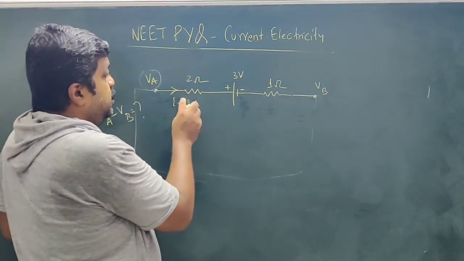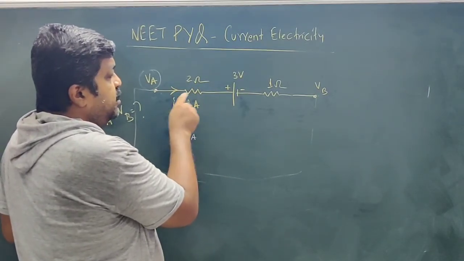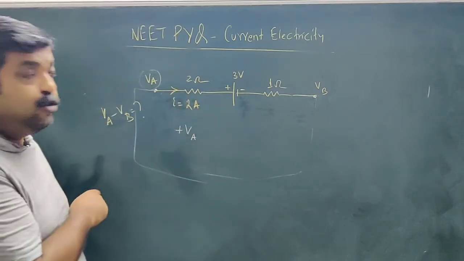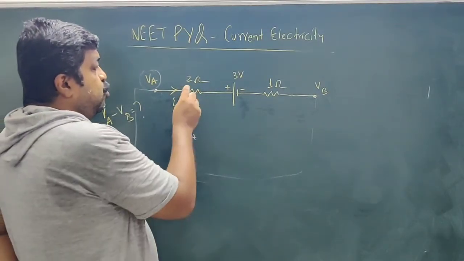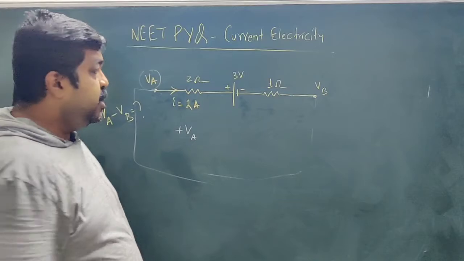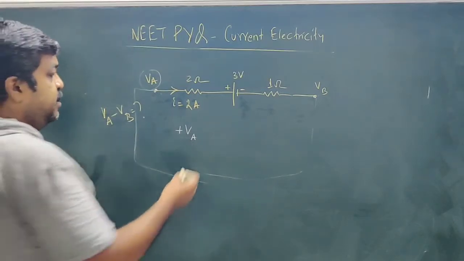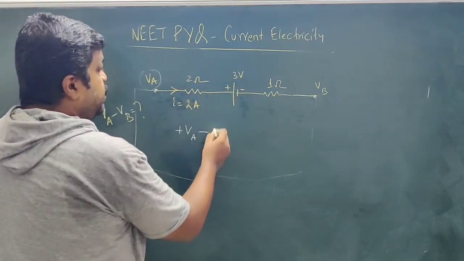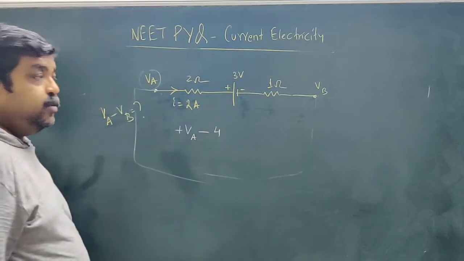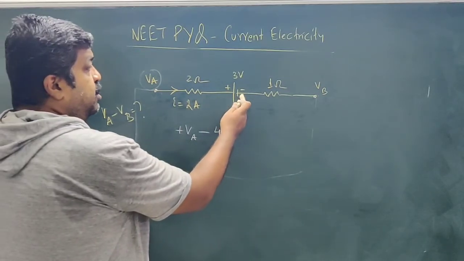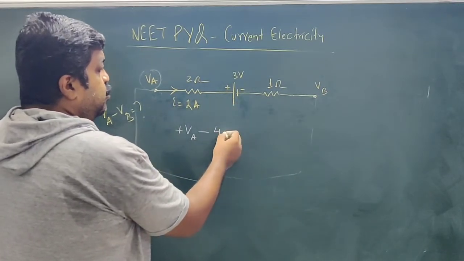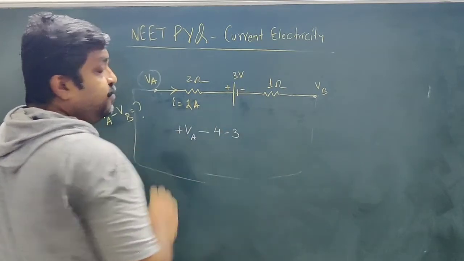And now this current flows from this end to this end. Current always flows from high potential to low potential. So high to low means loss in potential. Loss in potential means minus sign. So minus current into resistance. So this is 4. Now again, this is high potential, this is low potential, high to low loss. So minus 3 volt.